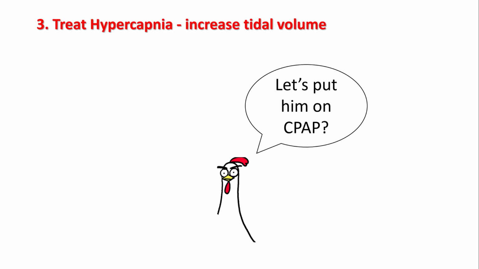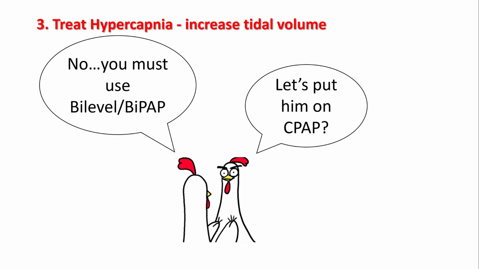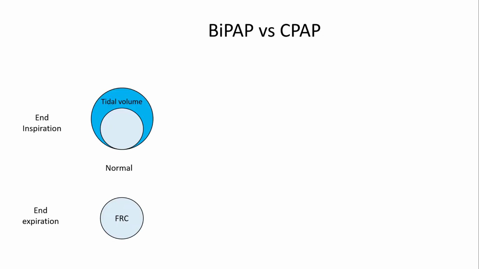CPAP is typically not a good idea for these patients, but bilevel is. So let's understand why we need to use bilevel rather than CPAP. So this is your normal alveoli. At the end of expiration, your lungs are at functional residual capacity, and when you inhale, you generate a tidal volume, and that is shown in the dark blue area.